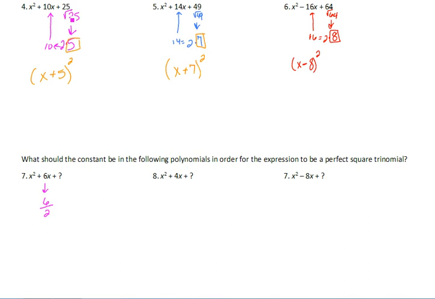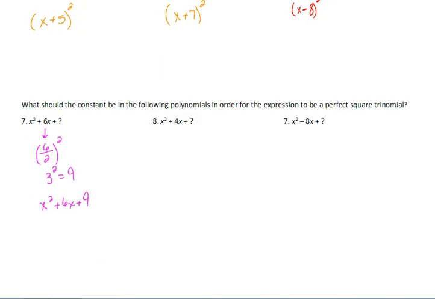Then what did we do? We took the square root of that number in order to find out what went here. We want to undo that, so we're going to take the square. So what number should be in there? 6 divided by 2 is 3. 3 squared is 9. So does that work? x squared plus 6x plus 9. Is that a perfect square? It is, because if we test this, the square root of 9 is 3, and 3 times 2 is 6. So that would be our perfect square trinomial.